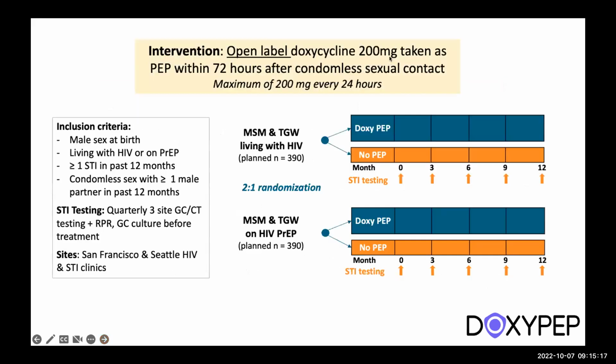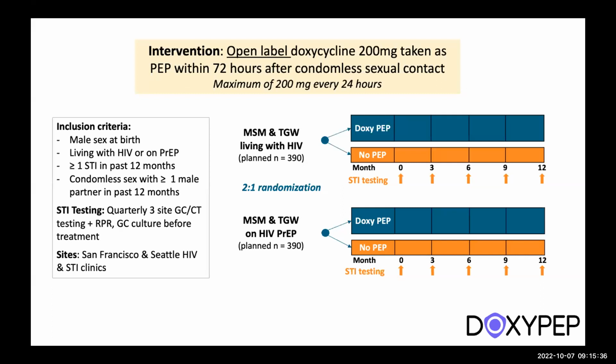What we did is to do an open label study of doxycycline 200 milligrams taken as PEP within 72 hours after condomless sex. And we counseled people to take no more than 200 milligrams every 24 hours.